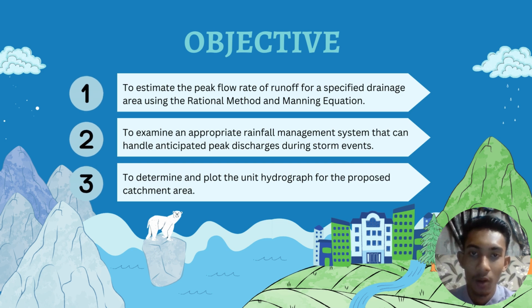Alright, next is about the objectives. There are three objectives of our project. First, to estimate the peak flow rate of runoff for a specified drainage area using the rational method and Manning equation. Second, to examine an appropriate rainfall management system that can handle anticipated peak discharge during storm events. And the last one is to determine and plot the unit hydrograph for the proposed catchment area.